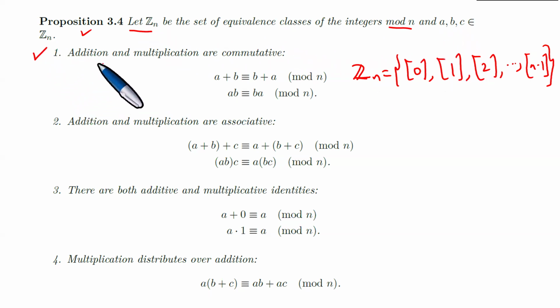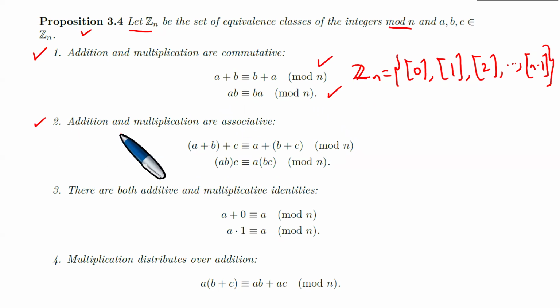Point number 1, addition and multiplication are commutative. So a plus b equals b plus a modulo n. That is, addition is commutative. Commutative means obviously you can change the order of addition, but also here multiplication means ab equals ba modulo n.